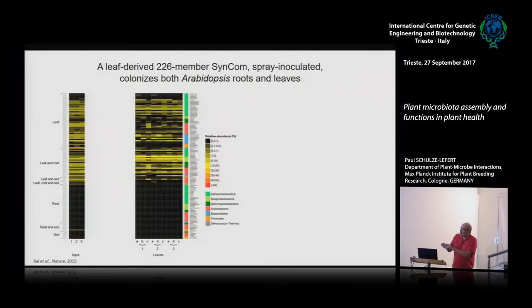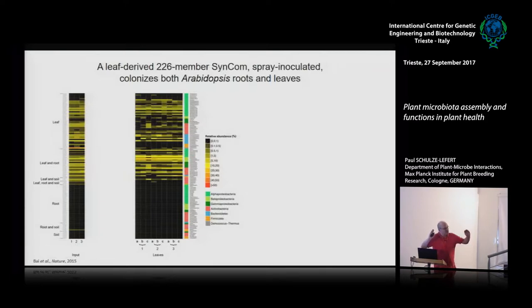This is how we display the results, as a heat map. Each column represents a biological replicate, and each line represents either a single strain from these 226 members or a group of strains if their 16S sequence is essentially identical. And then the color code that you see indicates the relative abundance of an individual community member from these 226 in the community. Right? And so I hope you agree with me, this is our input synthetic community that we spray on the plants. And we do this, we culture the 226 bacteria separately in 96 microtiter plates.